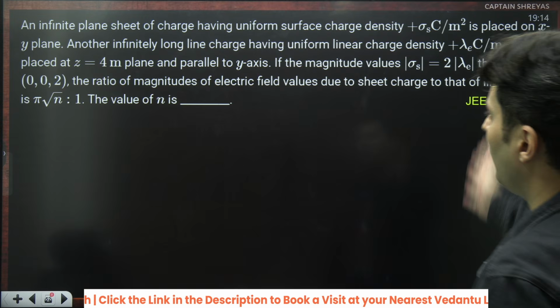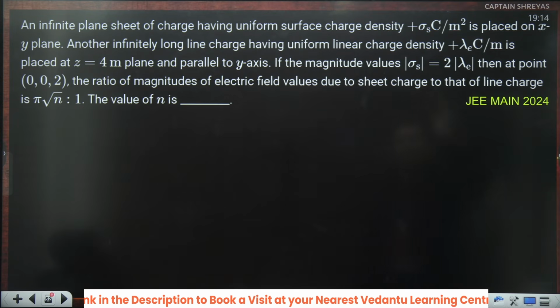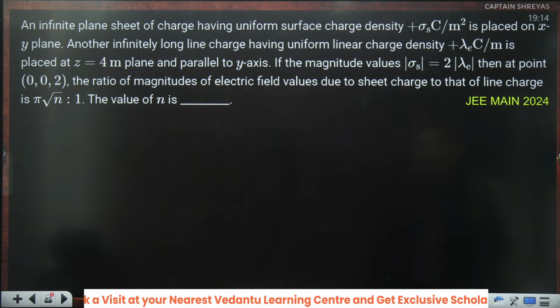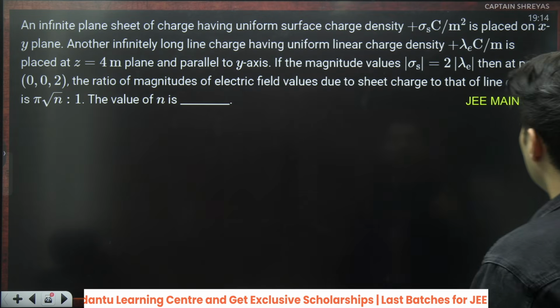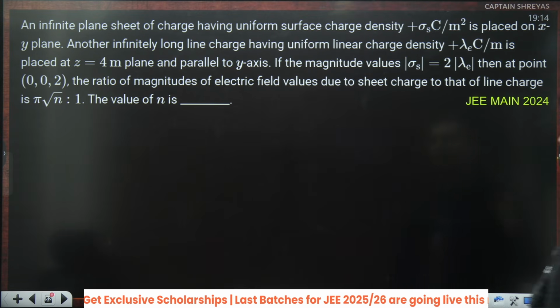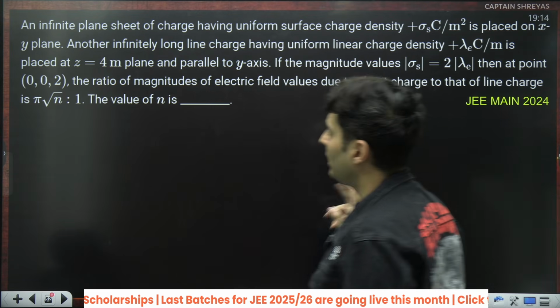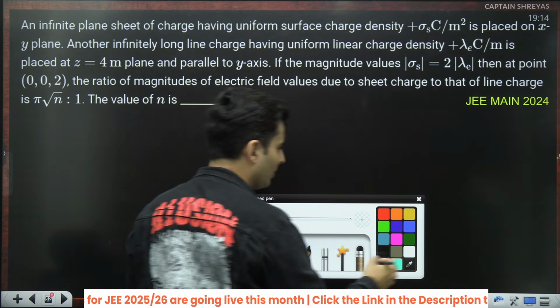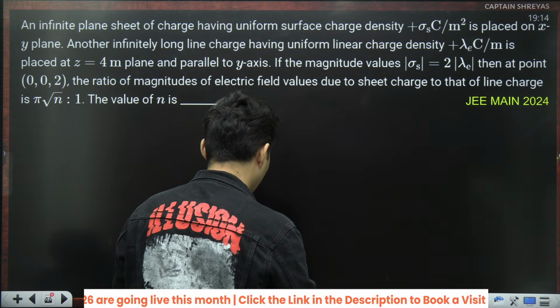There is a long sheet, charge having uniform surface charge density, placed on the xy plane, and another long line charge having uniform line charge density at z is equal to 4, parallel to the y-axis. Numerical value is this. The ratio of the magnitude of the field due to the sheet to that of the line charge is this much. What is the value of n? Okay, so let's start by drawing. Without drawing, we cannot proceed. So here we go.